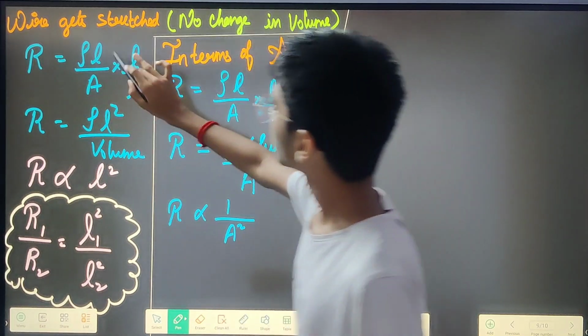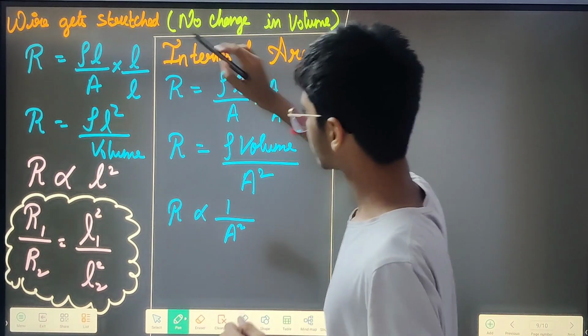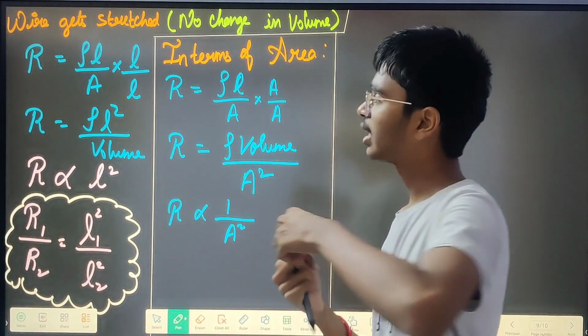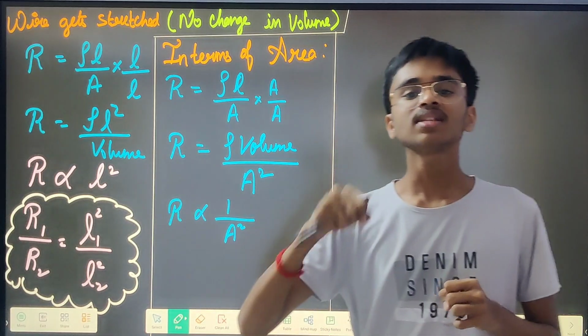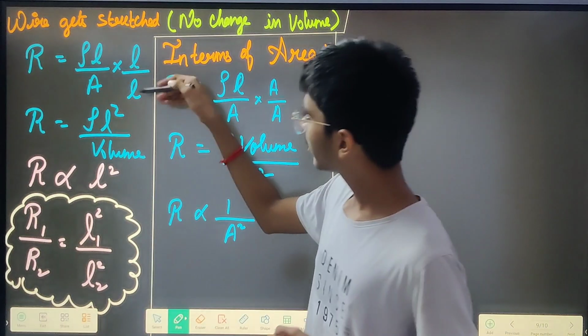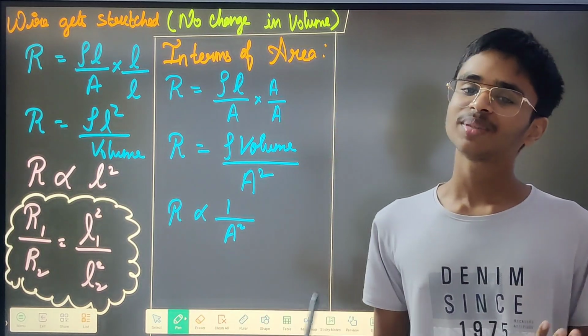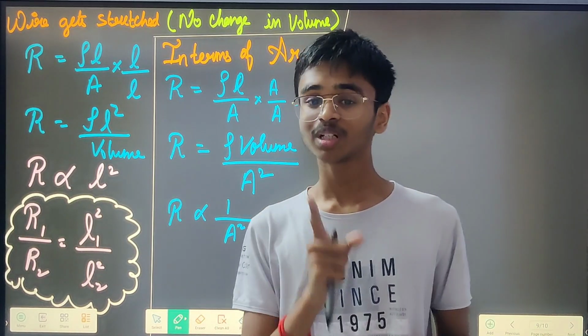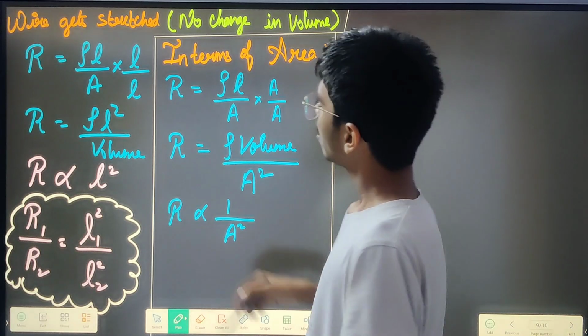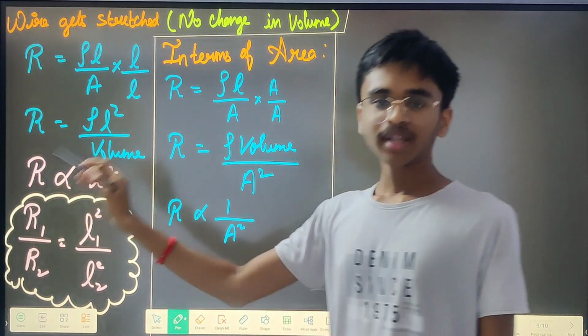R is equal to rho L by A, a formula that we know. If it is being stretched by length, then you have to multiply length; if it is being stretched by area, then you have to multiply area. Length by length, like that only you have to multiply. If you are multiplying just length, that will give you some other meaning, so do not multiply just L. So that means rho L square whole divided by area into length.